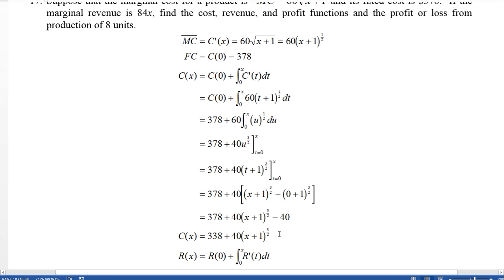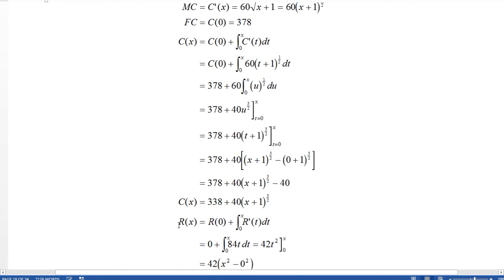Now, the revenue function is similarly R of X minus R of 0 is the integral from 0 to X of R prime of T dt. Subtract R of 0 from both sides, but R of 0 is just 0. We know that R of 0 is 0. R of 0 equals 0 for any revenue function. I explained that just a minute ago.